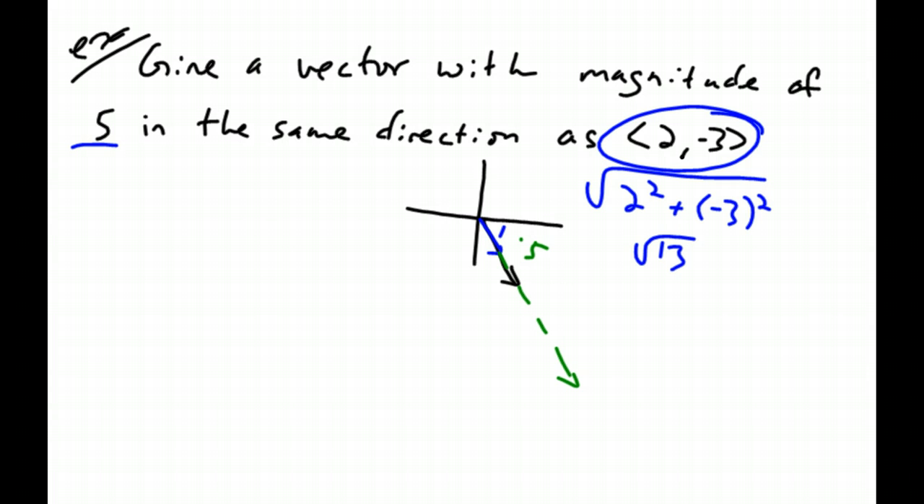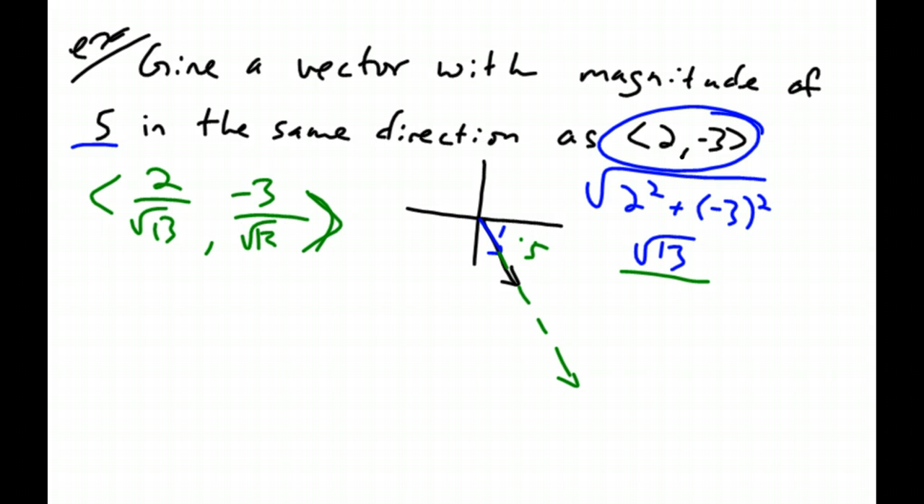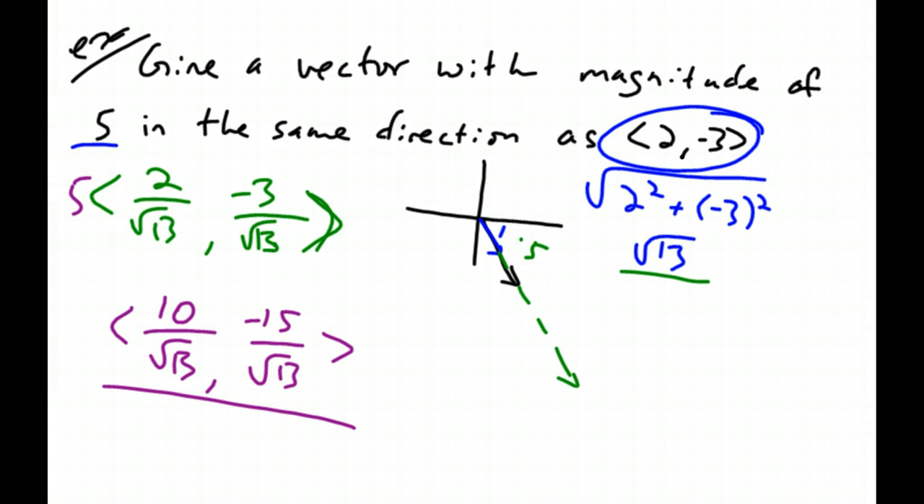So just finding the unit vector, I already have the magnitude of it, so I can say that this is 2 over root 13 and negative 3 over root 13. Now to get this to be a magnitude of 5, just multiply by 5. So then our new vector is going to be 10 over square root 13 and negative 15 over root 13. Check it. I bet the magnitude of that thing will be 5.